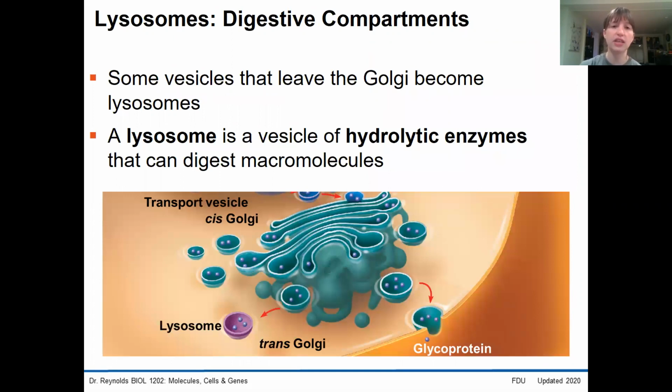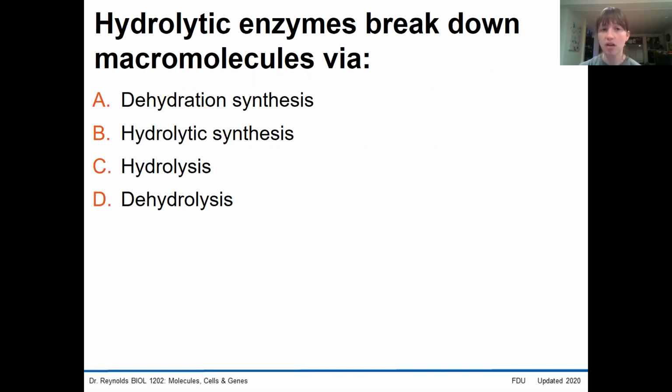Some vesicles that leave the Golgi can become lysosomes. These lysosomes are going to be a specialized vesicle that contain hydrolytic enzymes responsible for digesting macromolecules. So go ahead and tell me in Socrative, hydrolytic enzymes break down macromolecules via what process?